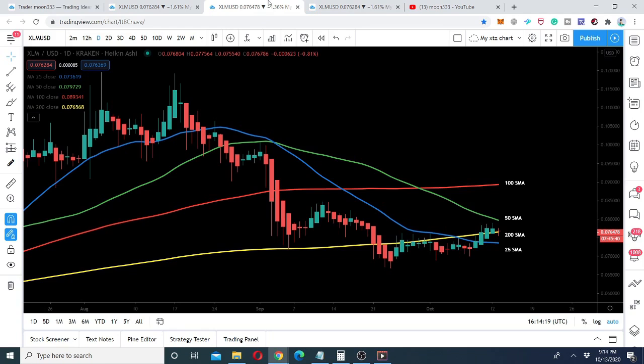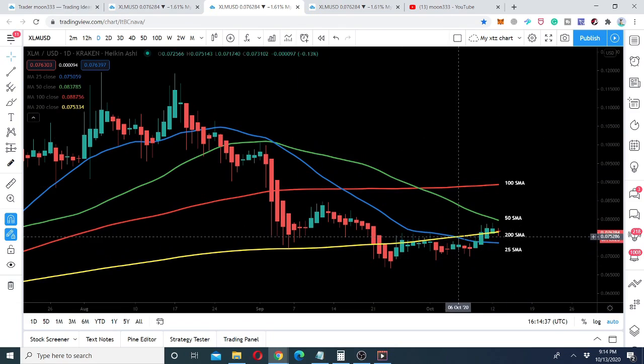Now I would like to take you to this chart where I have placed the simple moving averages with the time periods of 25, 50, 100 and 200 simple moving averages on this daily chart.